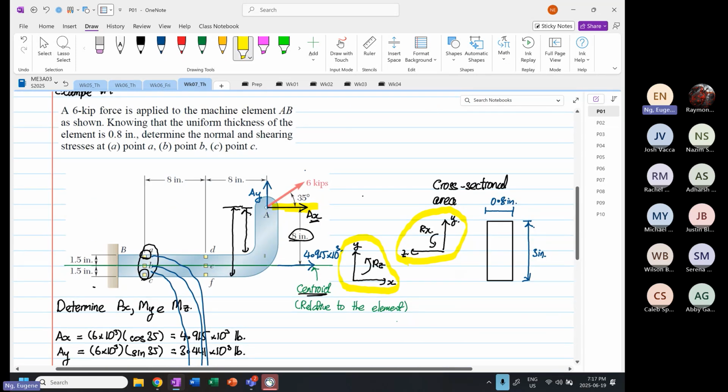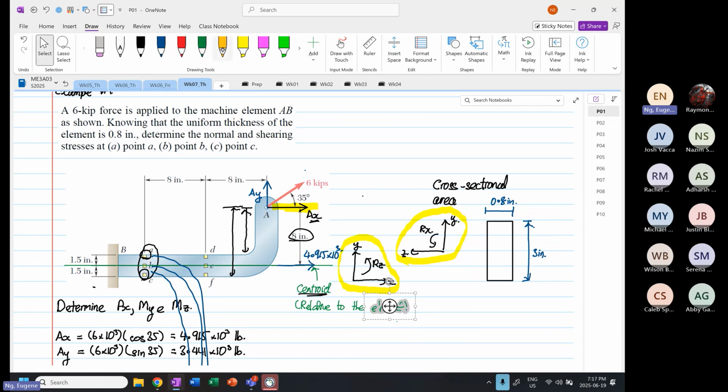Now AY is perpendicular. So I'm going to sketch this in orange. Okay, AY happens to be what? Perpendicular to the what? Centroid. When this is the case, the moment is relative to the what? Is relative to where the position of the elements are. Okay, do not worry, I'll write this down.